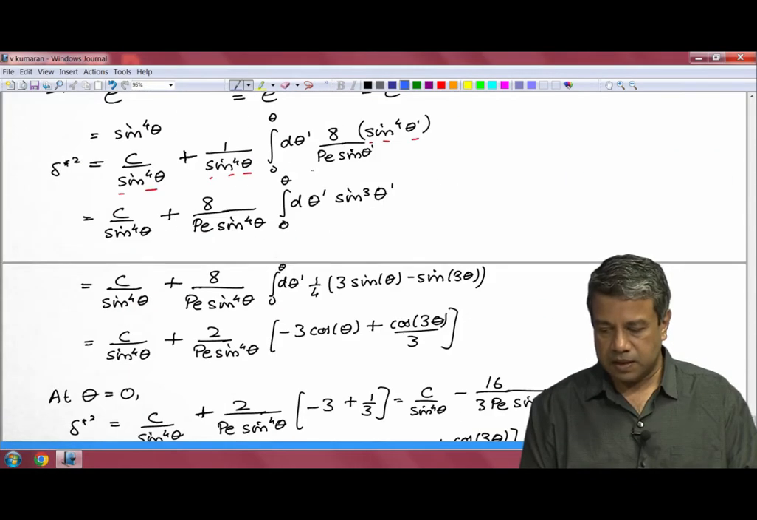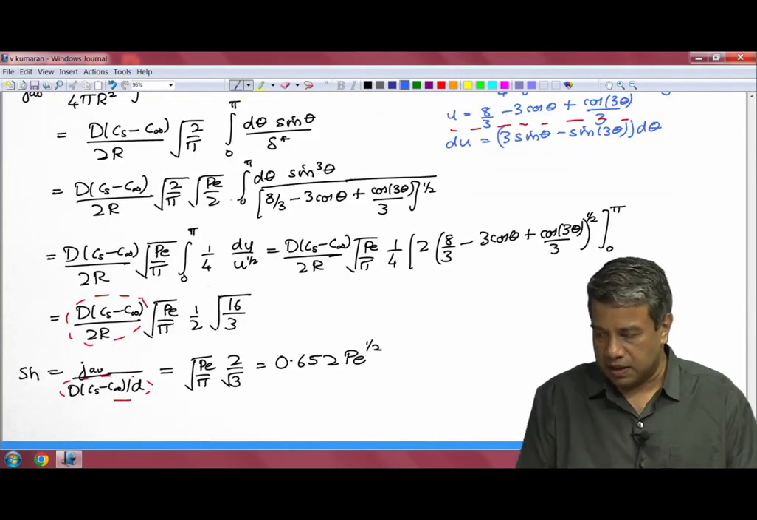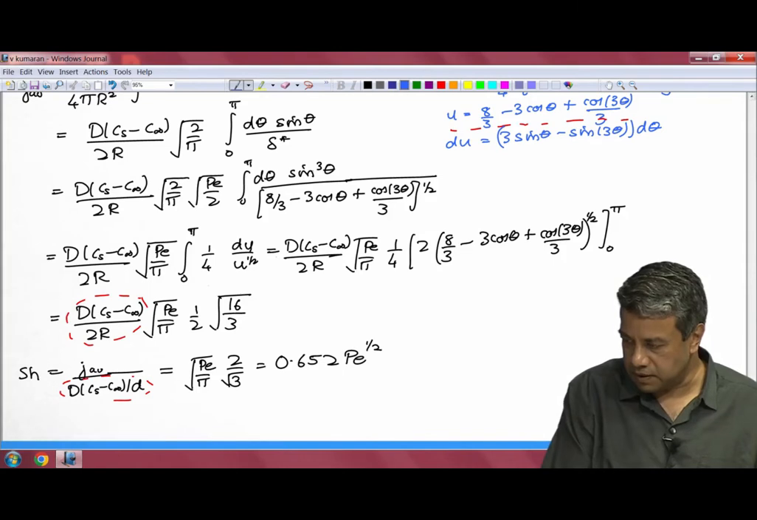Now, why is it that we get Peclet number to the half power? Once again I can consider a general flow field.